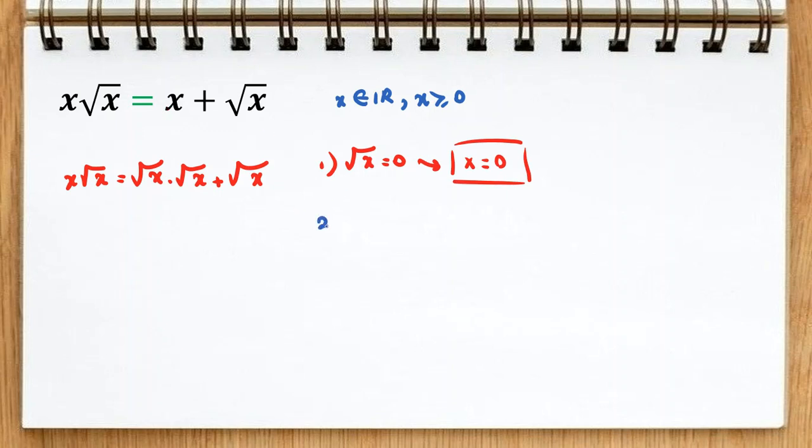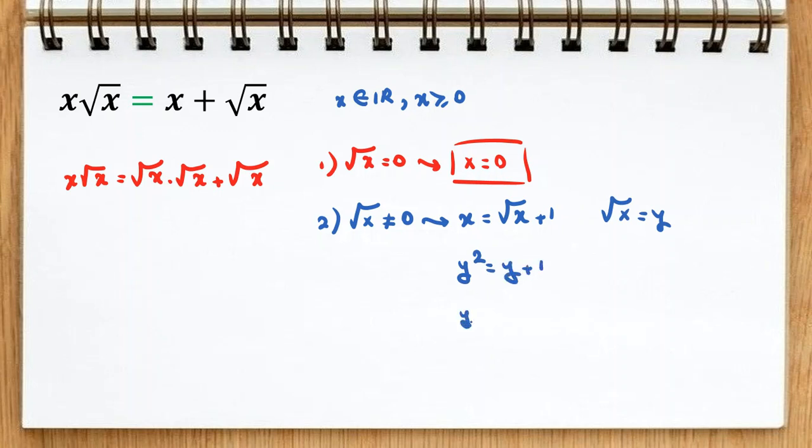And then, in the second case, if root x is not 0, then we divide both sides by root x, it will be x equal to root x plus 1. Now, we consider root x equal to y. So it will be y squared equal to y plus 1. Now we take all things to the left hand side, y squared minus y minus 1 equal to 0.